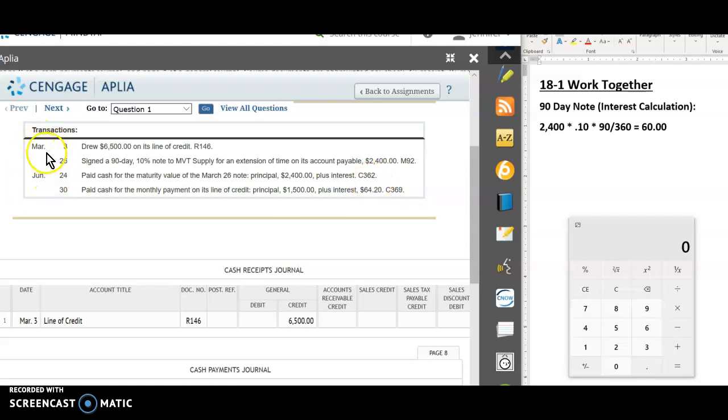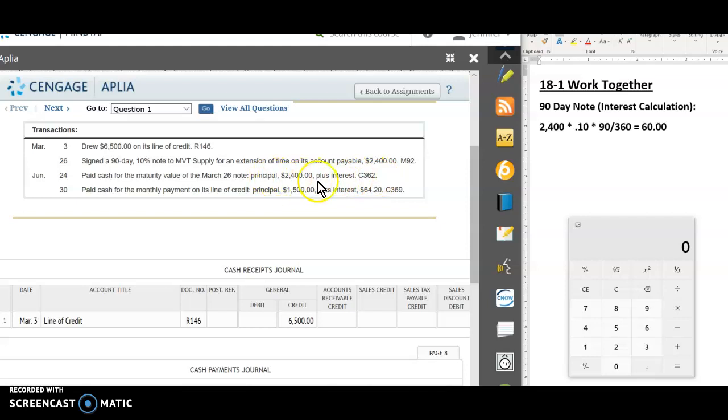Okay, so notice we took out the loan on March 26th. June 24th, we're coming back to pay it. April, May, June, 90 days, 3 months. Okay, so paid cash, we're going to go into our cash payment journal. All right, and we're paying back what we originally borrowed plus the interest.